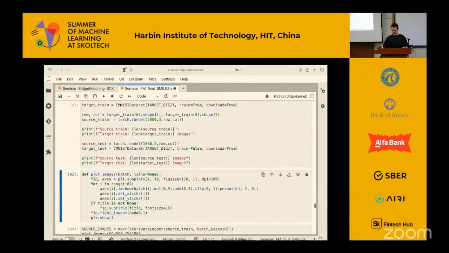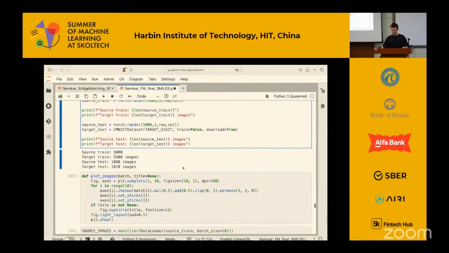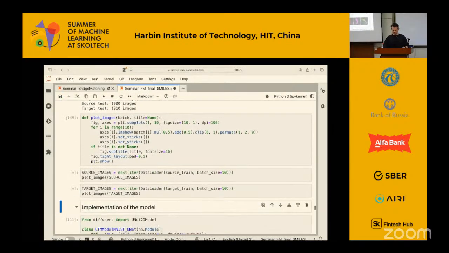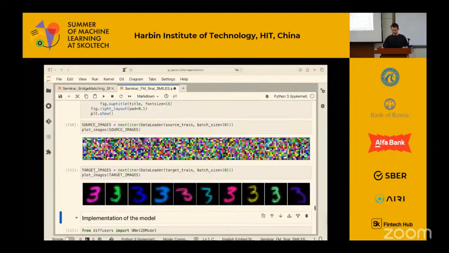So let's take a look at samples from our distribution. We would have 5,000 or 6,000 images in our dataset. Let's plot them. So these ones, yeah, you can see it's a colored digit 3.